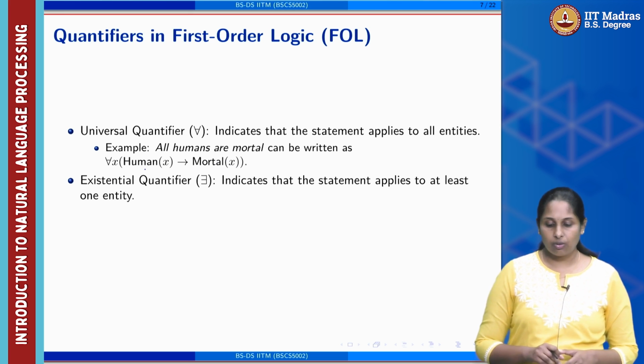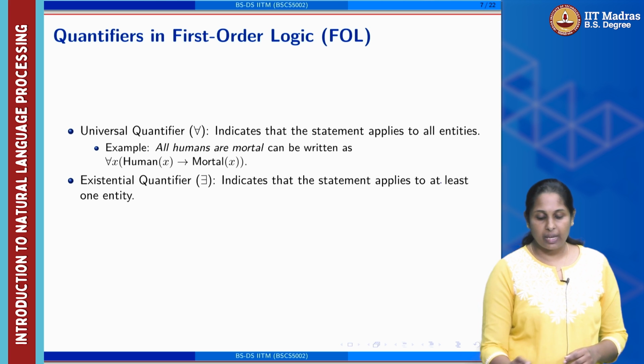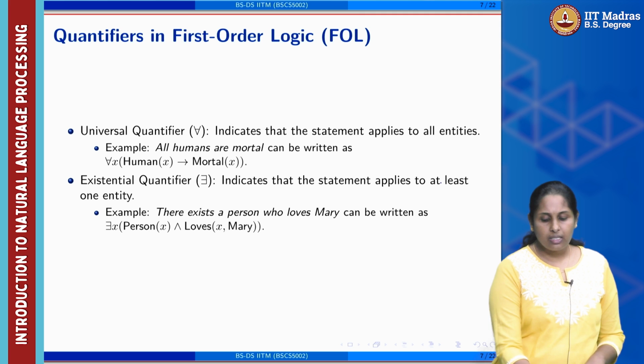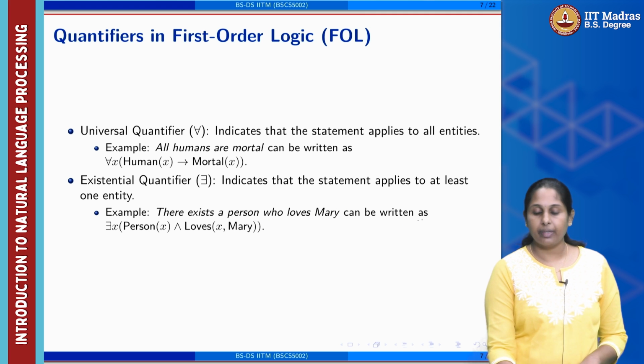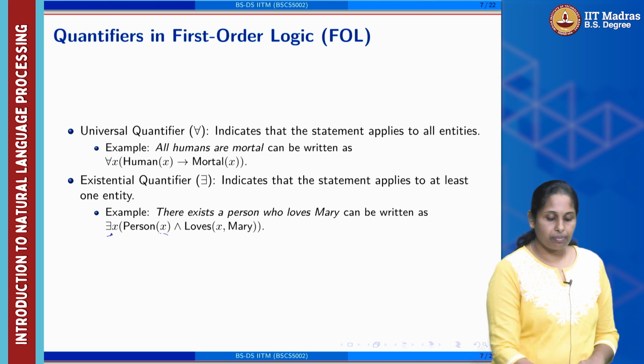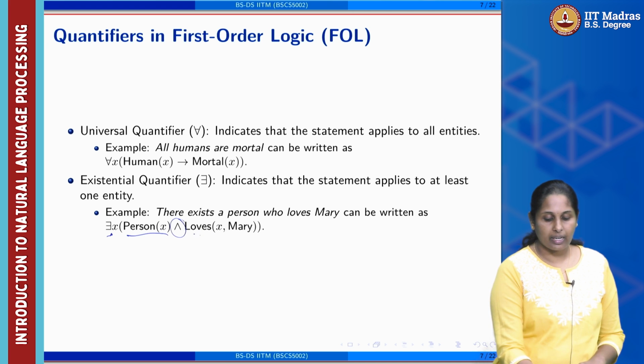An existential quantifier indicates the statement applies to at least one entity. For example, there exists a person who loves Mary can be written as there exists an x as a variable and this x is a person and he has a predicate like loves, that x loves Mary.